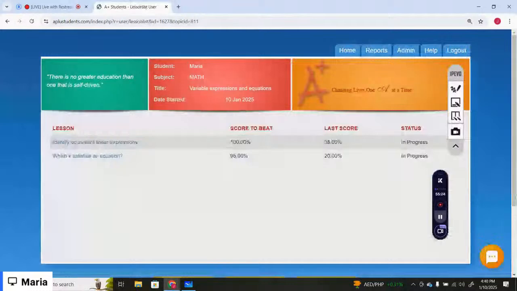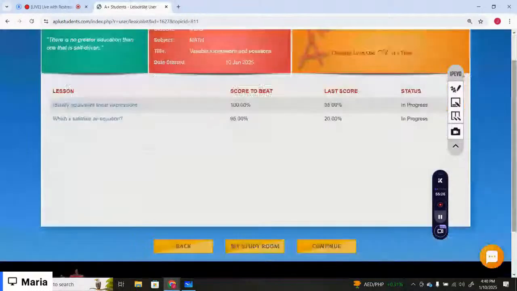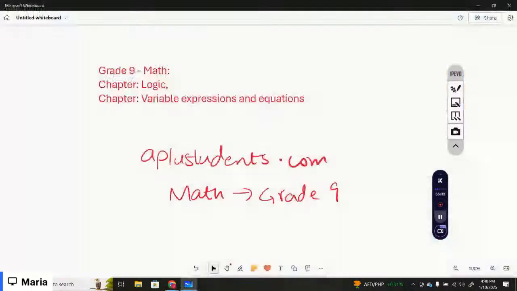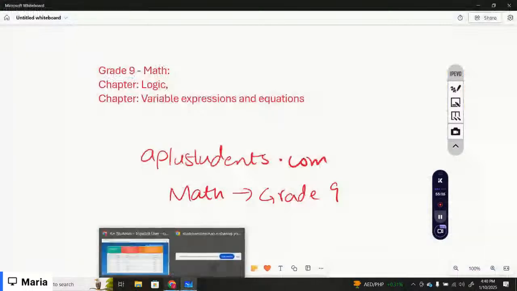So we were working on grade 9 math. We have started with the chapter on logic. Then we have covered the lesson on expressions and equations. So please make sure before the next session you complete all the practice questions for the lessons we just did. That is your homework until the next session.